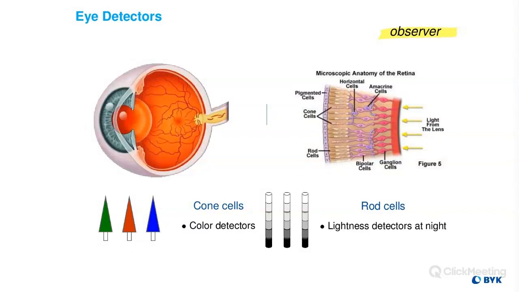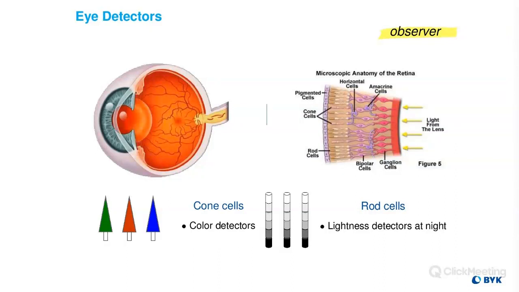So the cone cells, those are our color detectors. They come in three flavors: green cone cells, red cone cells, and blue cone cells. And they're each responsible for detecting a different range of wavelengths. And then we have the rod cells, which are lightness detectors. So they pretty much just detect how light or dark something is.